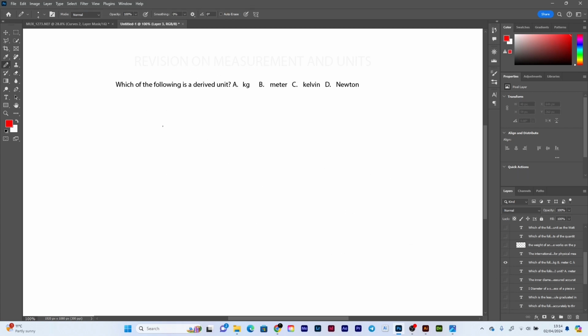So the next one is, which of the following is a derived unit? So we have kilogram, meter, Kelvin. These three are fundamental. So the derived unit here is going to be Newton, which is the unit for force.